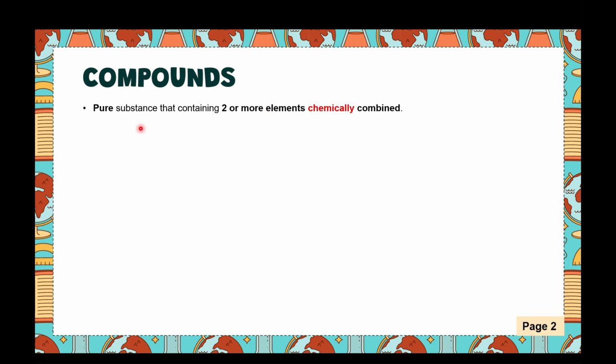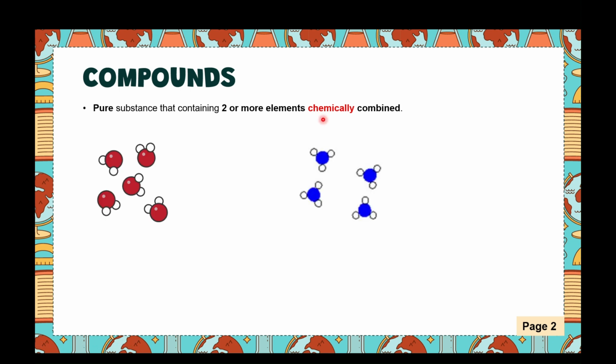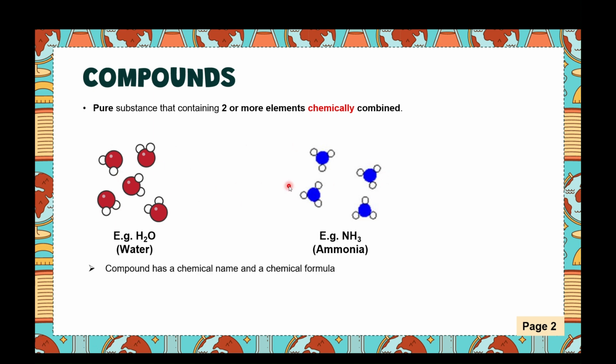Compounds are pure substances that contain two or more elements chemically combined. The particle diagram of compounds look like this here. For the particle diagram on the left, whereby you have one red circle and two white circles, right? This is an example of, let's say, a water molecule. Water has the chemical formula of H2O, so we can see that the two hydrogen atoms in water are represented by the white circles, whereas the one oxygen atom in water can be represented by this red circle.